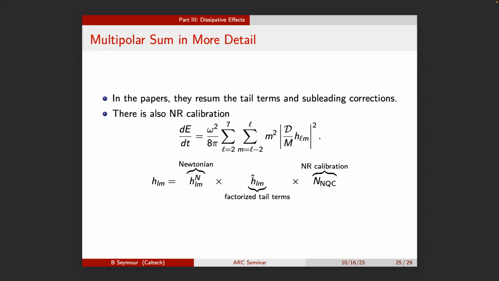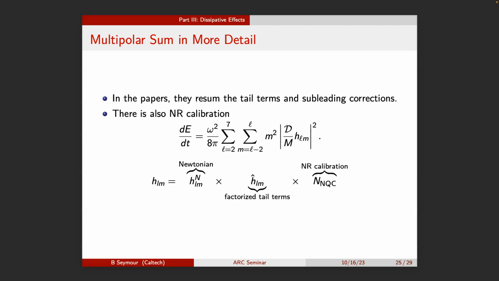And then there are these other factorized tail terms, where they try to figure out if there's any extra information with a similar resummation process. And they also add some numerical relativity calibration here. And after you add all of these effects, you can get very good agreement.